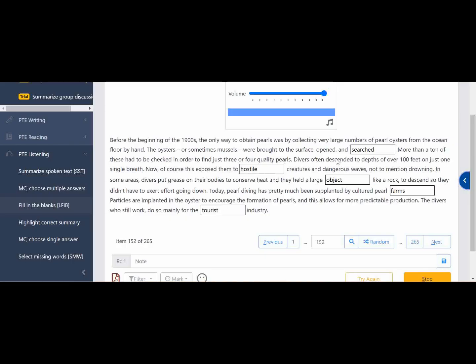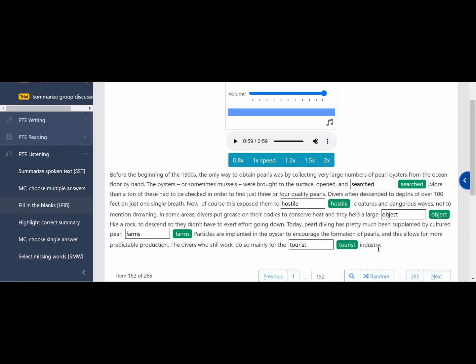So in these blanks there is a difference. So I was writing directly on the computer. So first one is searched. So you can check that before the blank there is opened. So were. With were we use the third form of the verb. So you can check from here, because it is opened, then we will write searched. And next one is them to hostile and had a large object. Then cultured pearl farms. And last one is the tourist industry. So let's check. So these are the answers.